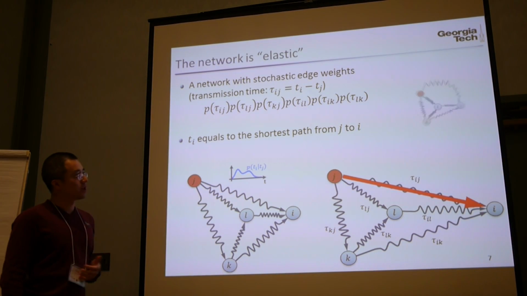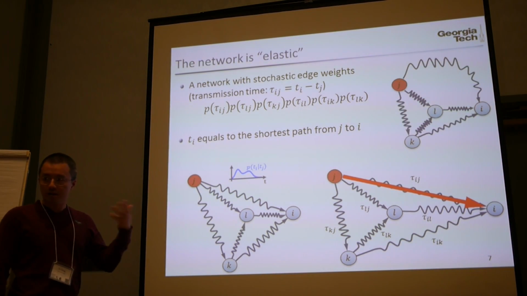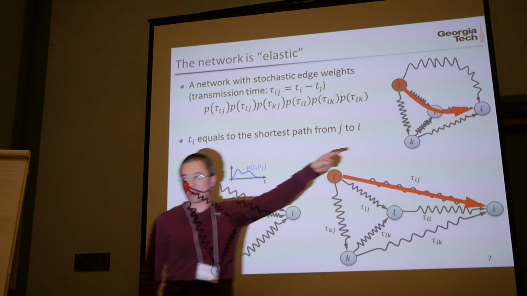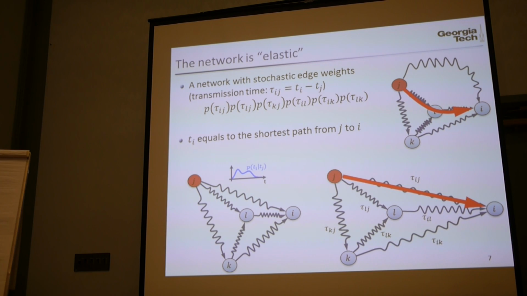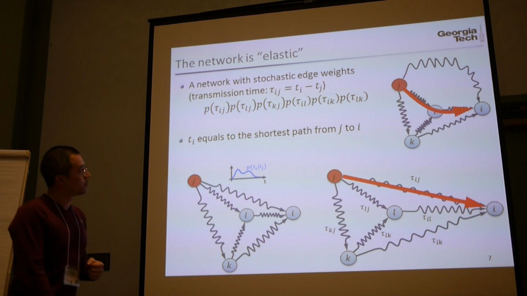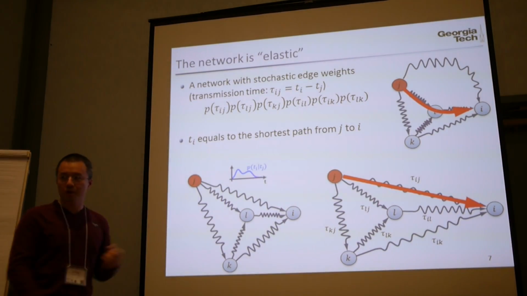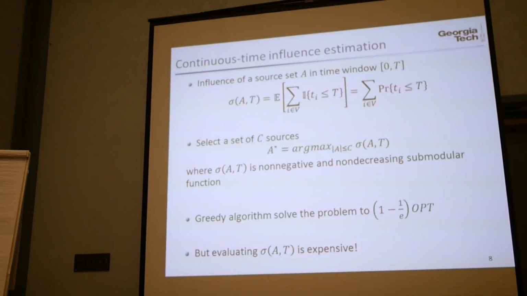So suppose you sample another set of edge weights, you get a different configuration of the network. And then the infection time is the shortest path, which is going to be a different infection time. So the view in the last slide and this slide are equivalent. And actually, for designing a very efficient algorithm, we are going to exploit this dual view of the infection process.